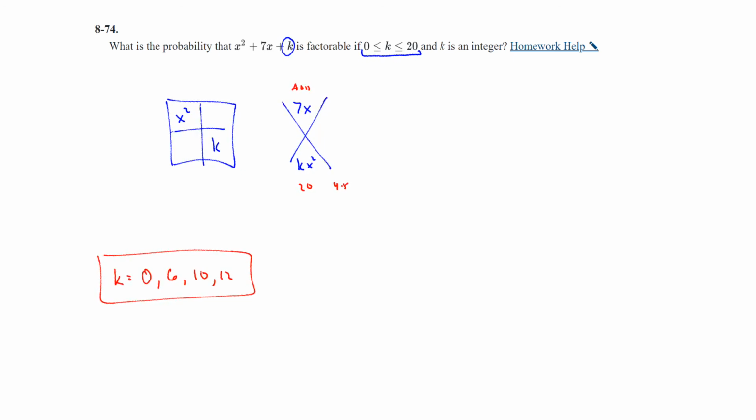Now that's not the answer because it wants to know what the probability is, but there were 21 numbers and only 4 of them are going to work. So that would be approximately 19.05%. That would be the probability that if one of those numbers were picked at random, that it would actually be factorable.